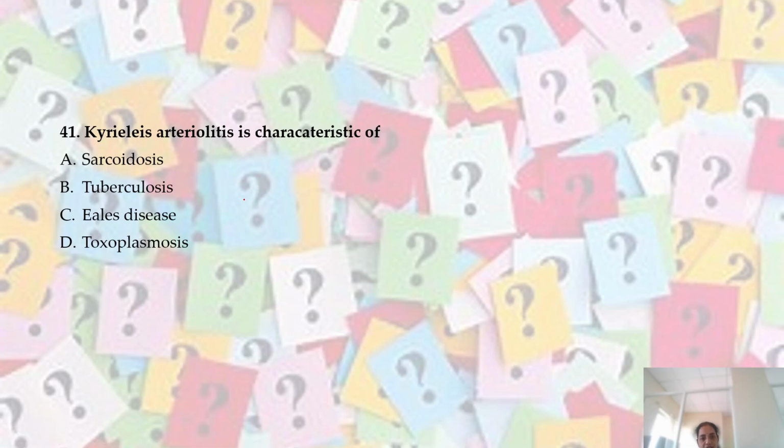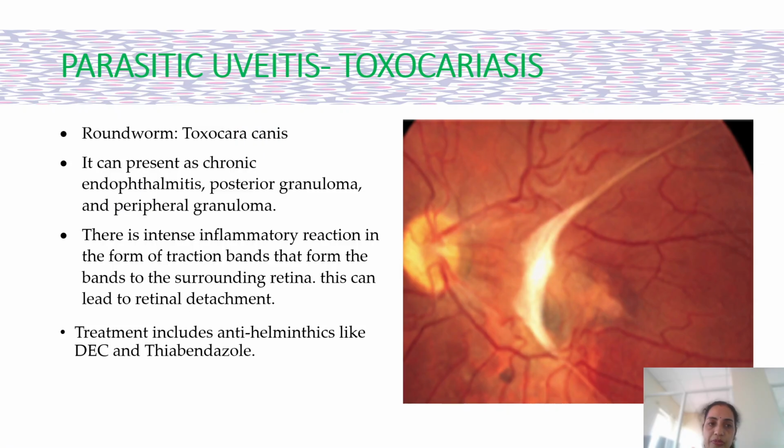Kyrieleis arteriolitis is characteristic of, okay, again there is a name that you have to remember. This is the inflammation around the arteries that is seen in association with toxo. Sometimes it may also be seen in acute retinal necrosis. So classically Kyrieleis arteriolitis is seen in association with toxoplasmosis.